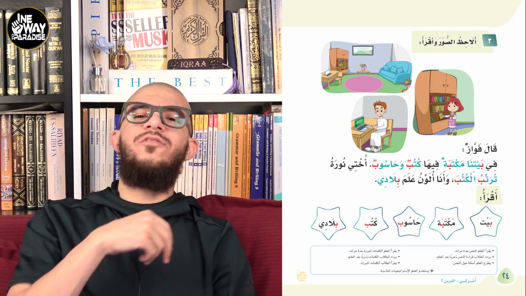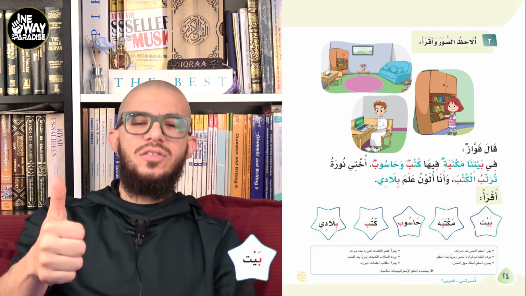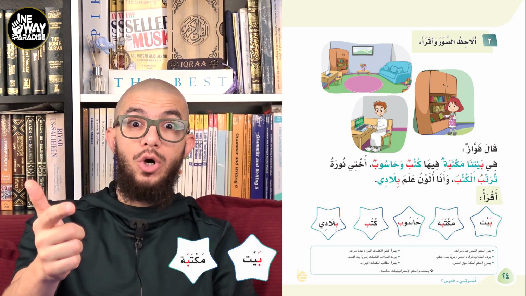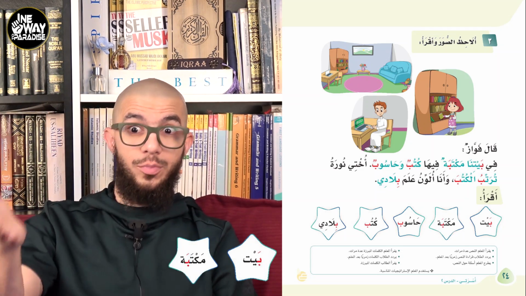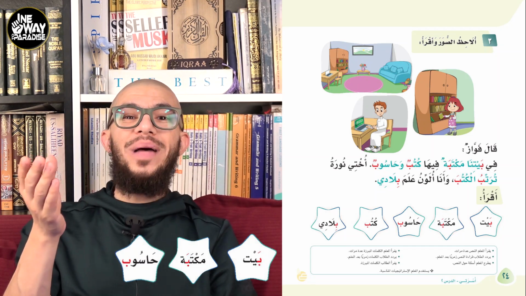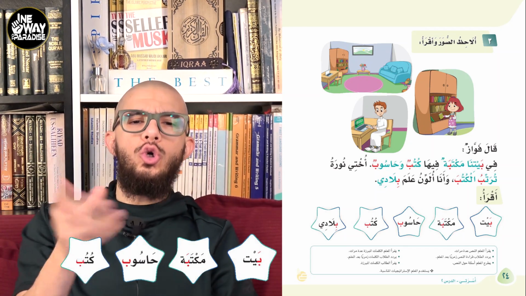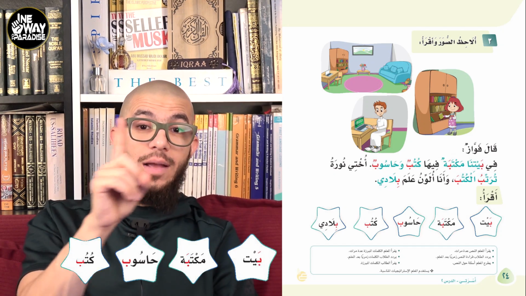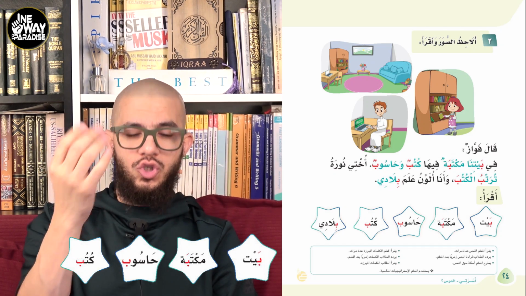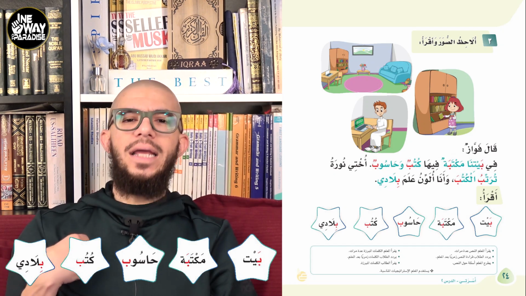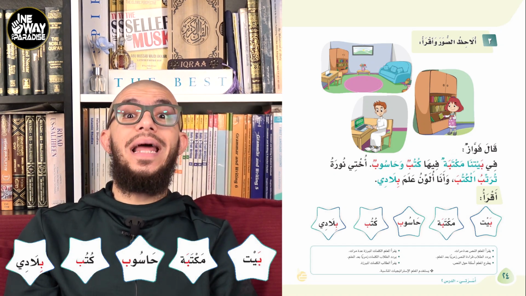So what are the words that we want to pick up from here? You can see there's a lot of ba. Bayt, house. Maktaba, library or bookshelf or a place where you put books. Hasoob with a ba at the end, computer or PC or laptop. Kutub, which is the plural of kitab. Kitab is one book. Kutub is many books. And lastly, biladi, my country, which is the plural of balad.